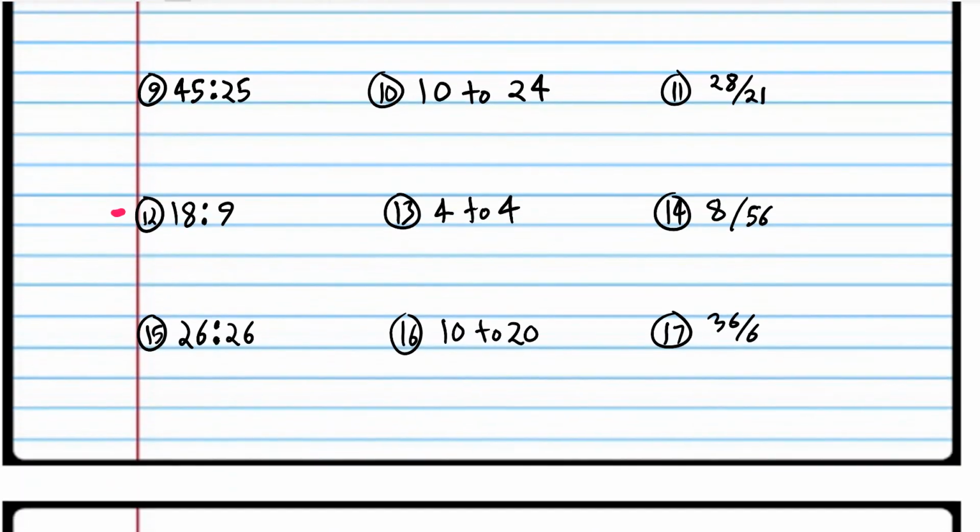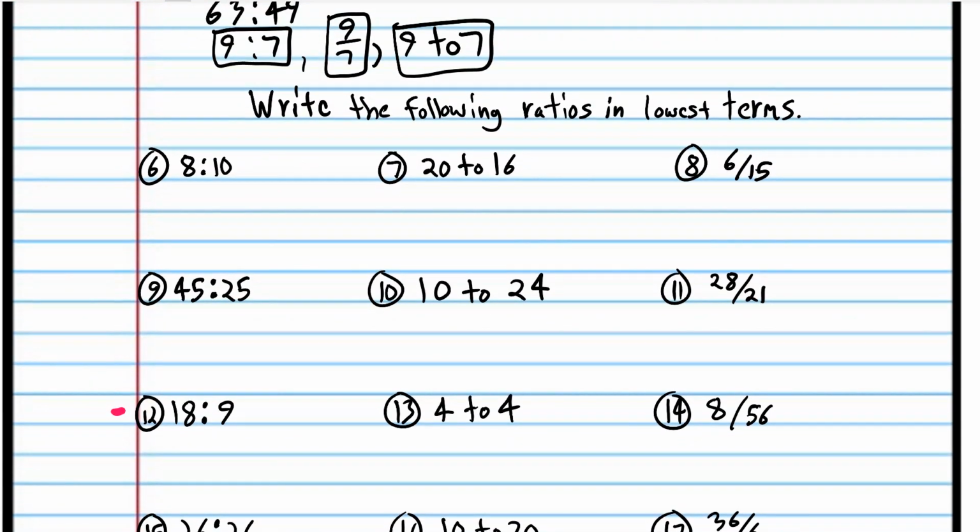So problems 6 through 17 are just writing ratios in lowest terms. So let's do some together. Number 6, if we divide both numbers by 2, we get 4 and 5. That's the ratio in lowest terms. Number 7, if we divide both numbers by 4, then we get 5 to 4. That's the ratio in lowest terms. And for number 8, if we divide both numbers by 3, we get 2 over 5. That's the ratio in lowest terms. So why don't you try number 9, and when you come back, we'll do it together.